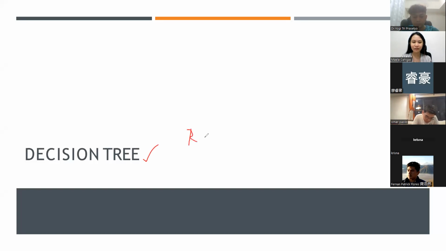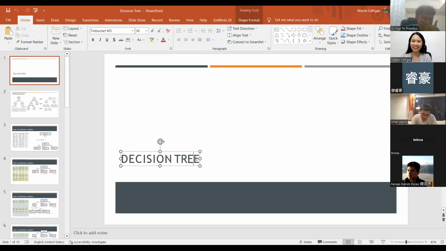So random forest, my handwriting is really poor, so I'll just type it. Wow, you're like Dr. Hera now. My handwriting is very poor. I'll just type it, it's fine. Random forest classifier.